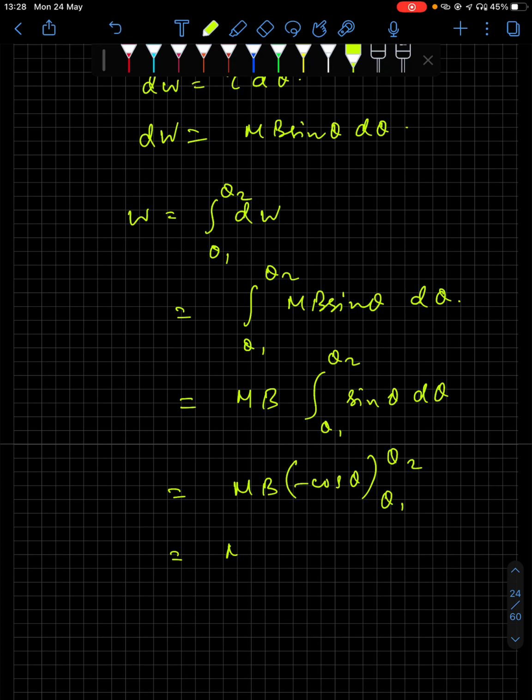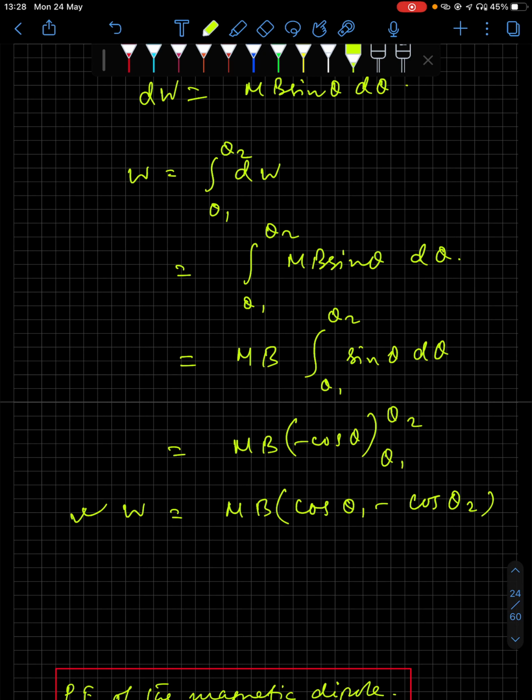Okay, and therefore your relation comes out to be, now since there is a negative sign, we will be doing lower limit minus upper limit. Clear? So this is your relation for work done. Work done relation is MB (cos theta 1 minus cos theta 2).